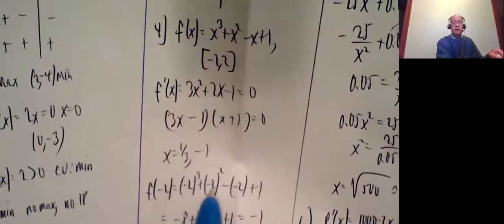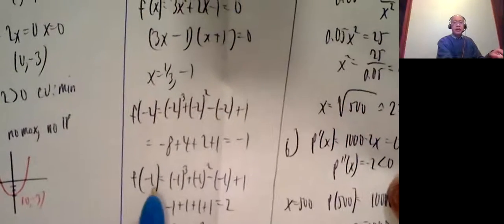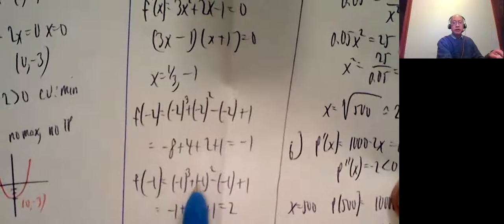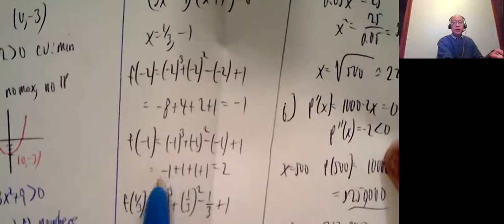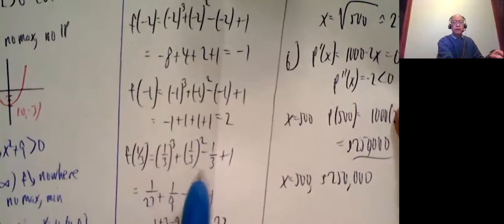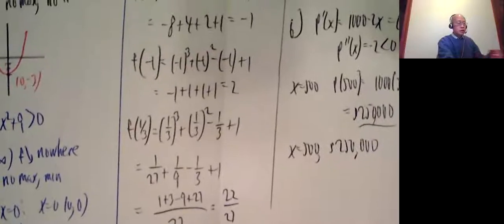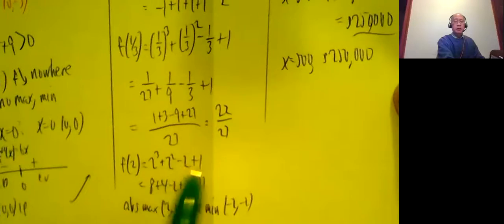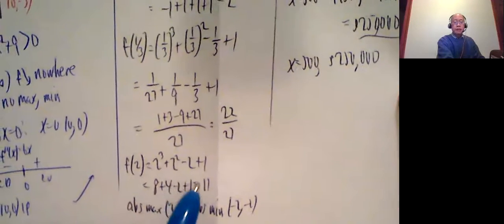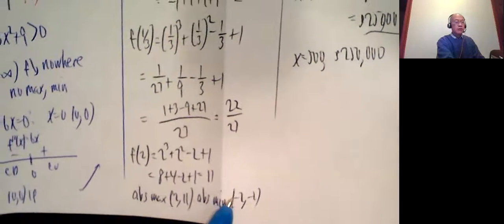F of negative 2, plug into the original, is negative 2 cubed plus negative 2 squared minus negative 2 plus 1. Comes out to be negative 1. F of negative 1 is negative 1 cubed plus negative 1 squared minus negative 1 plus 1, and that comes out to be 2. F of 1/3 is 1/3 cubed plus 1/3 squared minus 1/3 plus 1. A lot of arithmetic, but it comes out to be 22 over 27. And finally, f of 2 is 2 cubed plus 2 squared minus 2 plus 1. That comes out to be 11. So out of that list, the absolute maximum is at (2, 11). Absolute minimum is at (negative 2, negative 1).